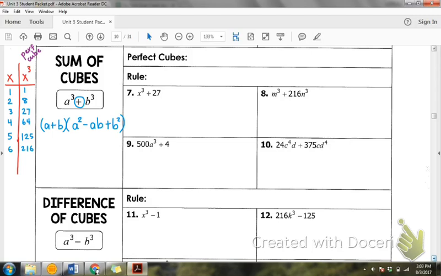So is x cubed a perfect cube? Yes. Okay, so what is the cube root of x cubed? X. What about 27? Is 27 a perfect cube? Yes. What is the cube root of 27? 3. And the formula says plus. This has created your A plus B here.